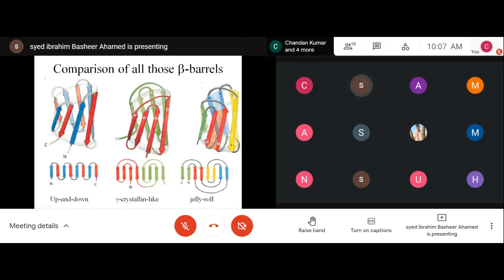So if you see that everything is up and down roll only, but the arrangement of beta strands is entirely different. In gamma crystallin, you have a Greek key motif. Here this and this will make hydrogen bonding, whereas here this and this will make the hydrogen bonding. You have to see the C terminal and N terminal, and how they arrange is what matters. That you have to remember.